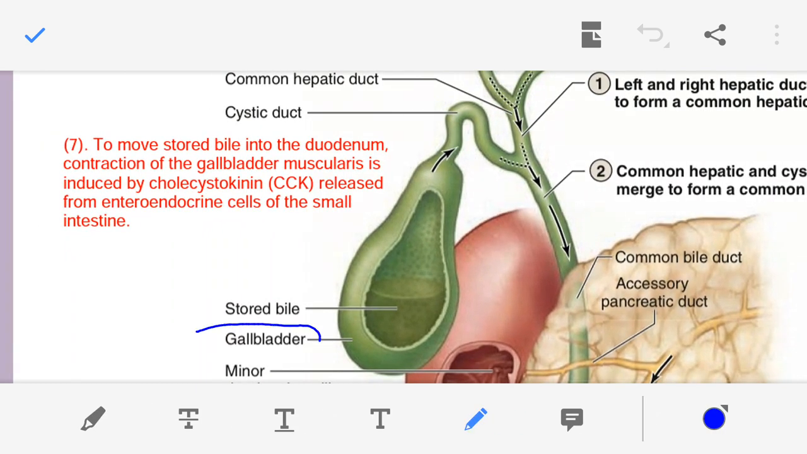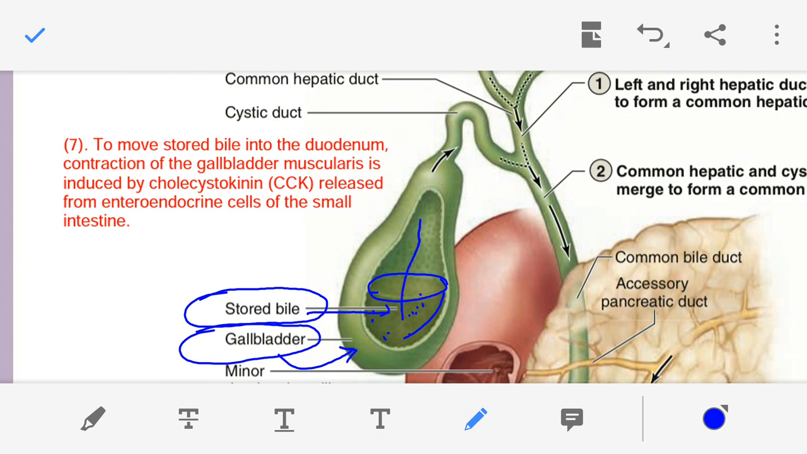In the seventh point, here the green color pear shaped gallbladder. Inside the gallbladder, bile is stored. So this is the bile they are showing. Okay, this is the bile which is stored in the gallbladder. Now what is happening? How this bile is going to enter into the cystic duct? How it will enter into this cystic duct?